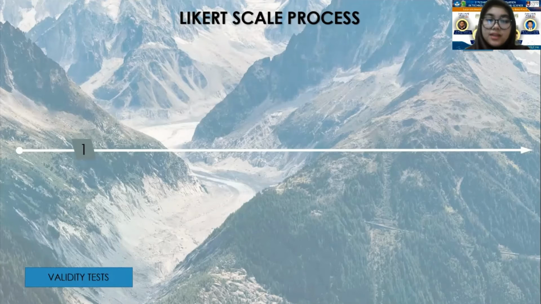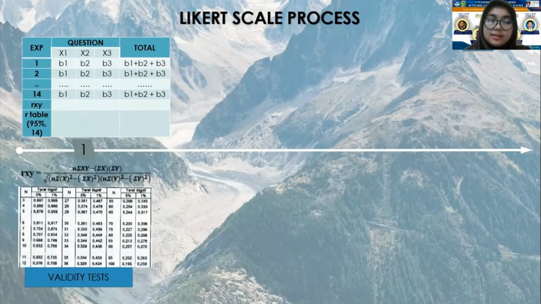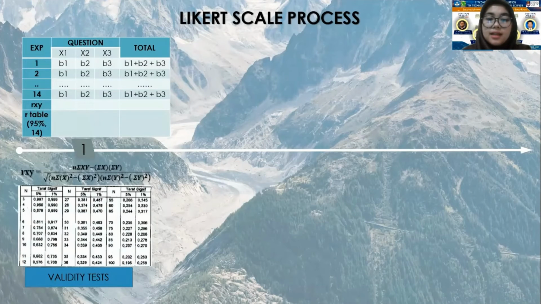Likert scale. There are three stages of data processing using Likert scale. The first is validity test. Validity test is a test of the measuring tool or questions used in the questionnaire. Tests are carried out to find out whether the questions used are correct to perform the measuring function on the questionnaire or not.